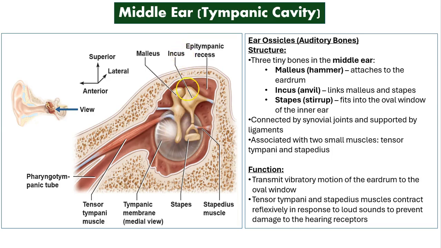Then we're going to have our incus or our anvil. That's going to link basically the malleus to the stapes. And the stapes is going to fit into that little oval window of the inner ear. Remember we said that when it comes to the middle ear, we have the oval and round windows, right? So we said the oval window is going to be basically that boundary between the inner ear and the middle ear, whereas the round window was really specifically going to be in the middle ear itself.